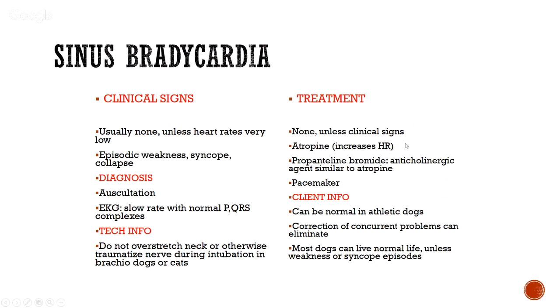Treatment, there's none unless you have clinical signs. Atropine is a drug that we use to increase heart rate. It kind of does the opposite of what the vagus nerve does, and so it will increase the heart rate. Propantheline bromide is another anticholinergic. Atropine is an anticholinergic, and it does the same thing, increases the heart rate. We can put a pacemaker in these guys too.